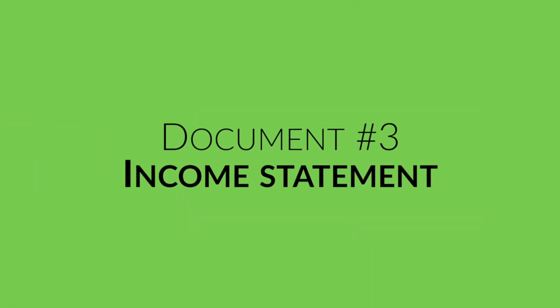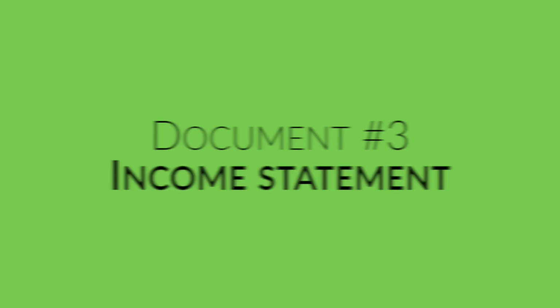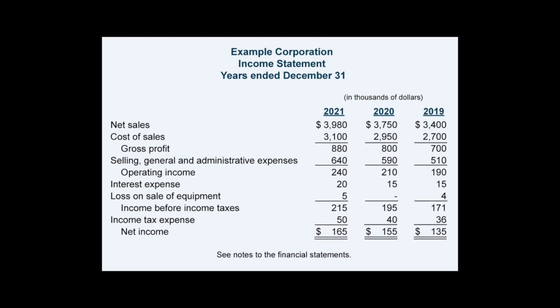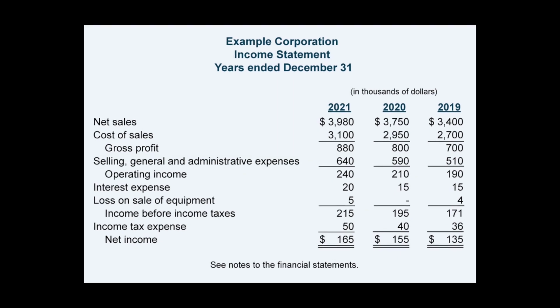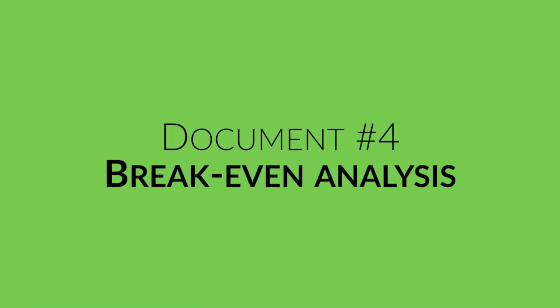Document number 3. Income statement. The income statement reveals your business profitability at a set point in time. What your business has spent is combined with what your business has brought in to tell you whether you made money or not. Preparation of the income statement is best done on a monthly and yearly basis. In simple terms, it answers this question: are you making money?